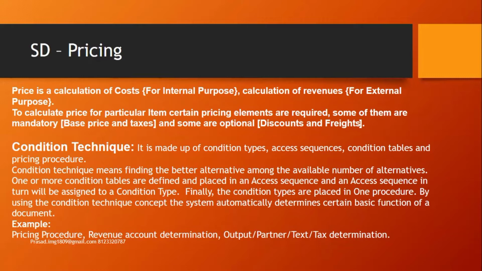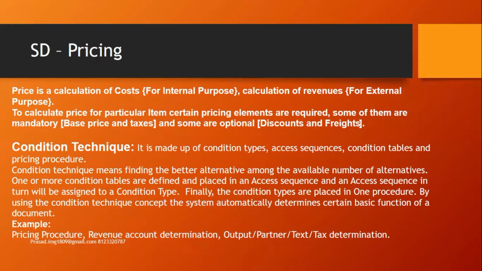So why do we require pricing? To calculate the cost of the material for internal purposes, as well as the revenues, that is, how much profit we are going to earn on that particular material, product, or service. That is why each and every product carries a price tag. Whatever the price tag is, for example on any product, the MRP will be printed on that particular material or product. We don't know the cost of the product, that is, how much money was incurred to produce that particular material.